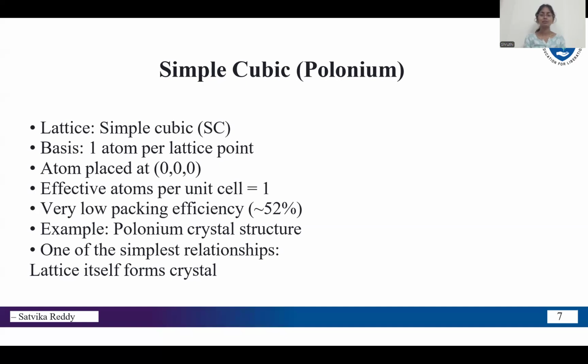Example for simple cubic: polonium. The lattice is simple cubic. The basis is one atom per lattice point, placed at 0, 0, 0. Effective atoms per unit cell is 1. Very low packing efficiency, about 52%. Polonium is one of the simplest relationships: the lattice itself forms the crystal.